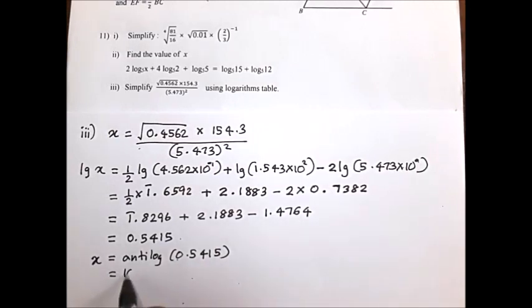Antilog of 0 is 10 to the power 0. .5415. Find the antilog of this one using the table. It is 3.479. When you multiply it by 10 to the power 0, final answer is 3.479.